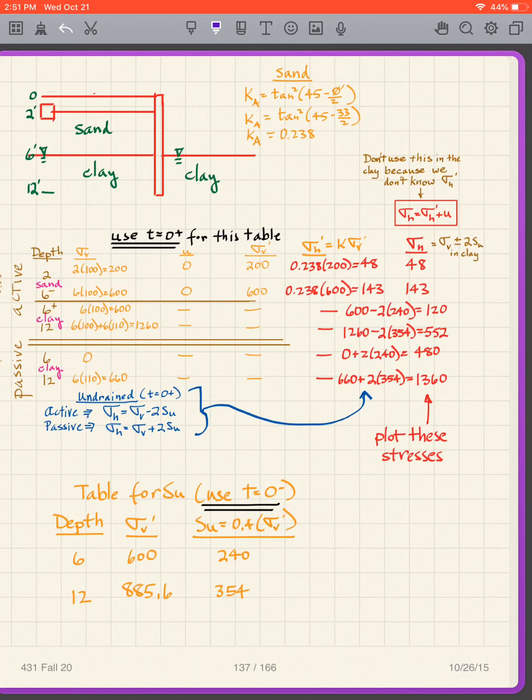So I put in Ka sigma V prime here. And then I add the U, which is 0, so I get 48 plus 0 is 48, 143 plus 0 is 143. So I've got my sigma H here.